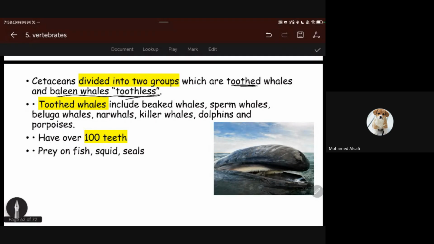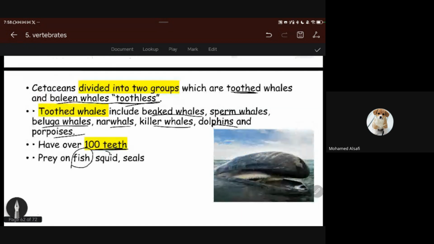Toothed whales include beaked whales, sperm whales, bottlenose whales, narwhals, killer whales, dolphins, and porpoises. They have over 100 teeth. And what do they feed on? On fish or on seals. Okay, so they're divided based on their teeth.